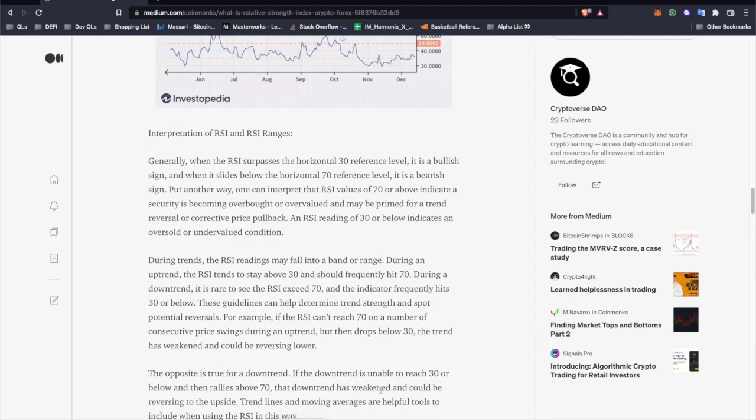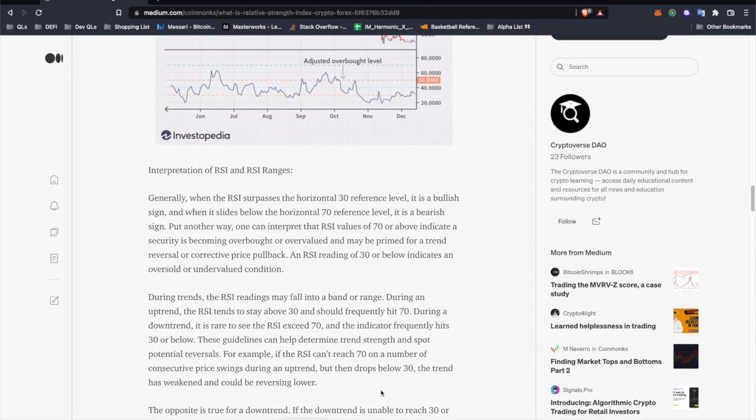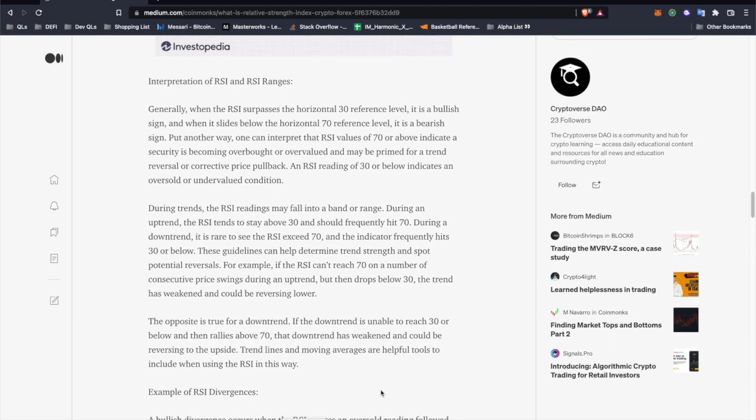Interpretations. Generally, when the RSI surpasses the horizontal 30 reference level, it's a bullish sign, and when it slides below the horizontal 70 reference level, it's a bearish sign. Put another way, one can interpret that RSI values of 70 or above indicate that a security is becoming overbought or overvalued and may be primed for a trend reversal or what is called a corrective price pullback. An RSI reading of 30 or below indicates an oversold or undervalued condition, and then the same is true, but in the opposite direction. During trends, the RSI readings may fall into a band or a range.